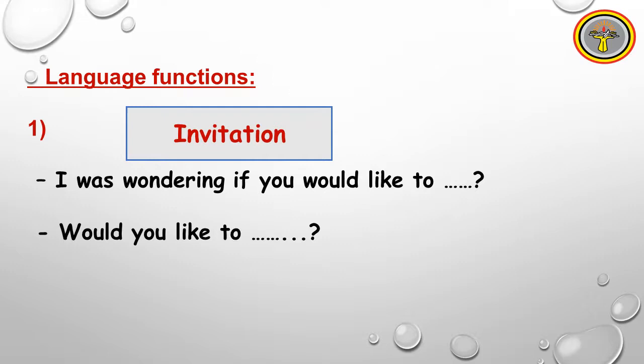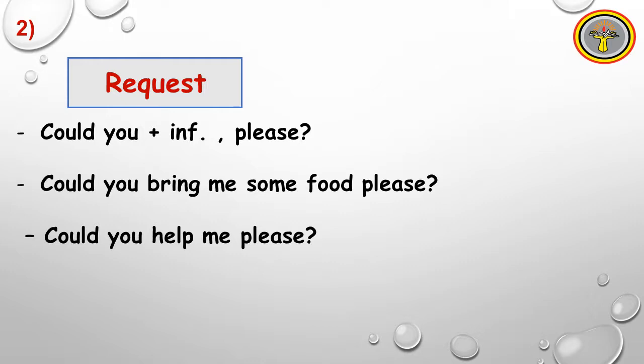And now, let's move to the language functions of Unit 9. Number one, invitation. When you want to invite your friend to your birthday party, you can say, I was wondering if you would like to, or would you like to? For example, I was wondering if you would like to come to my birthday party. Number two, request. When we make a polite request, we can say, could you plus infinitive, please? For example, could you bring me some food, please? Could you help me, please?